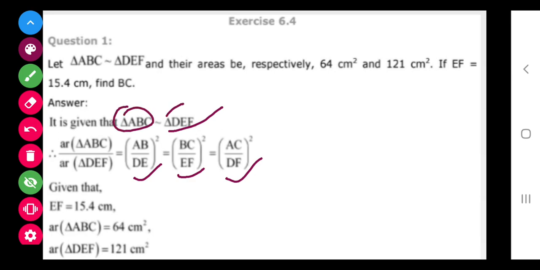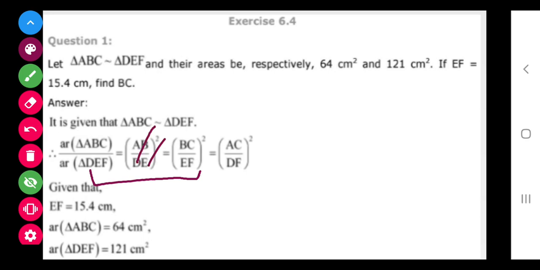If triangles are similar, then the ratio of their areas is equal to the square of the ratio of their corresponding sides. Now what are we going to use? We are going to use this. This is not needed, this is not needed. We know this area, we know this area. We know EF, and we have to find BC.